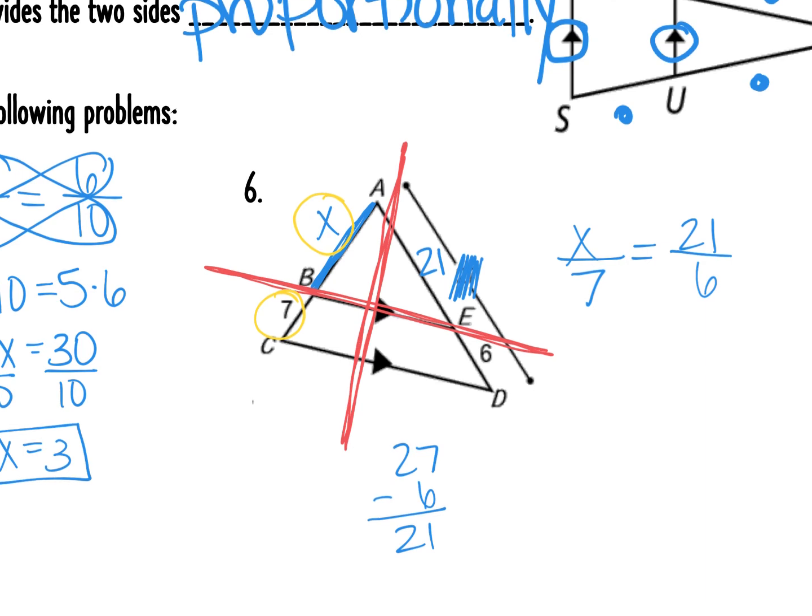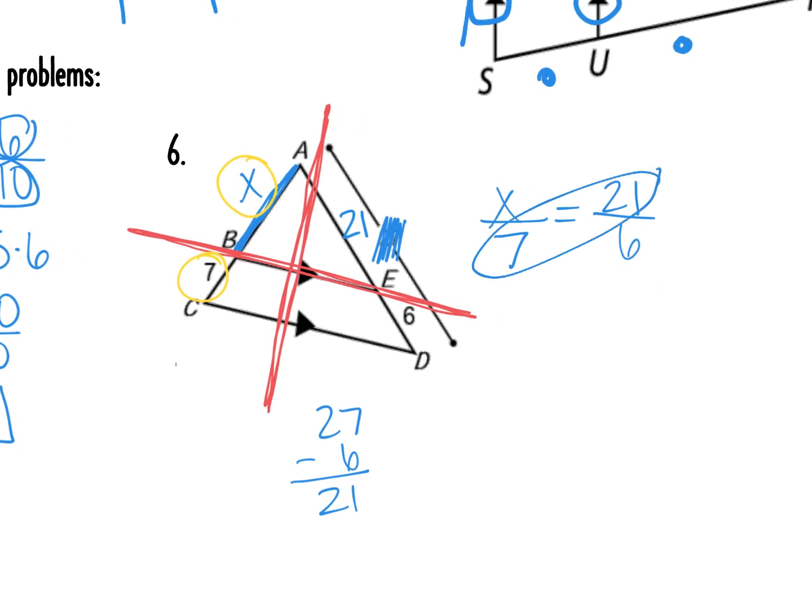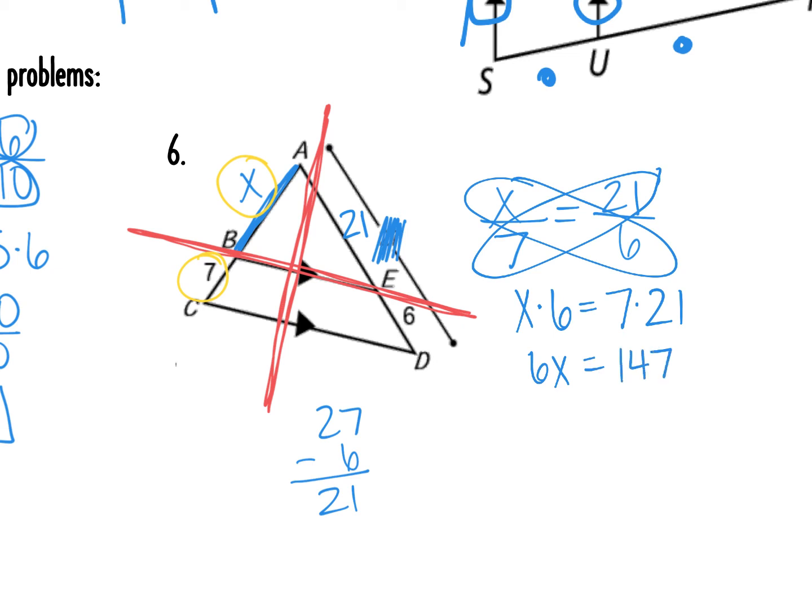And same as usual, we're going to go ahead and cross multiply and divide, butterfly method. On one side, we have x times 6. On the other side, we have 7 times 21. When you multiply a number and a letter together, you can just put them together, so 6x. And then 7 times 21 is 147. Our last step to get rid of that 6 that's attached to the x, we have to divide by it. So the 6's cancel out, bring down your x, and 147 divided by 6 is going to give us 24.5.